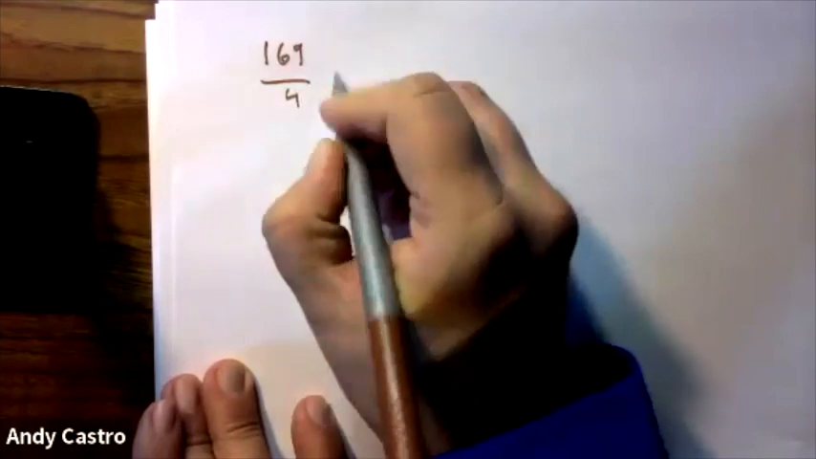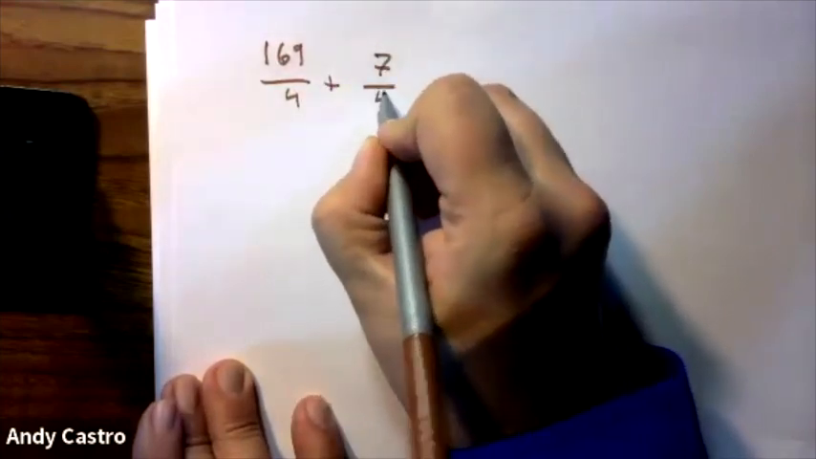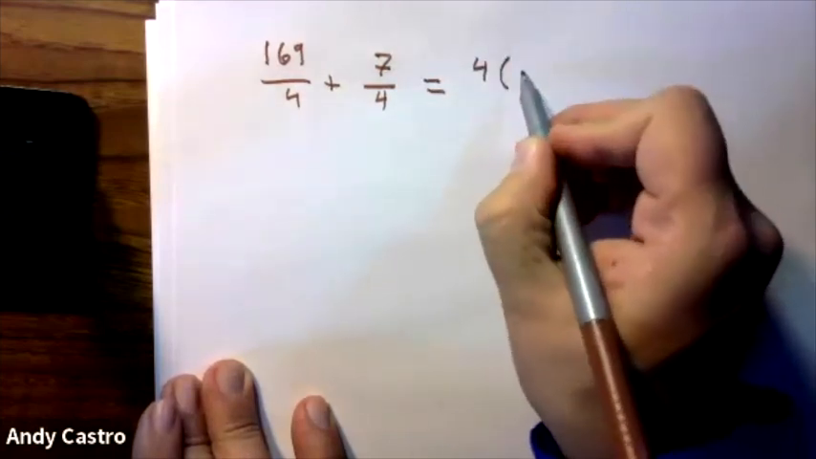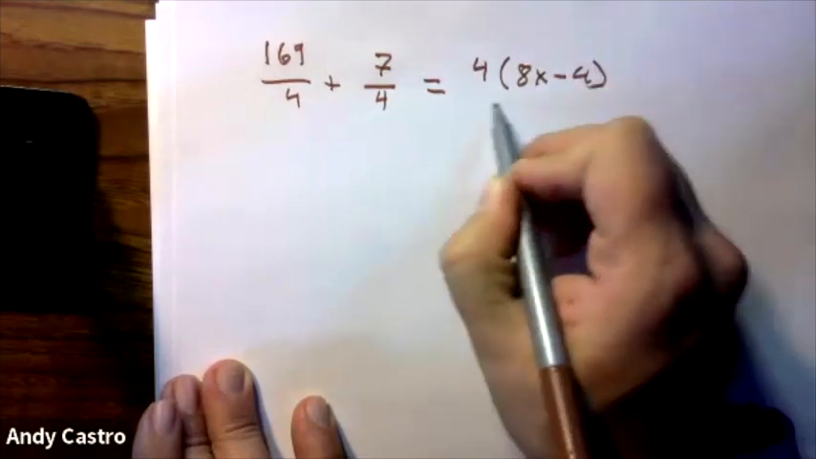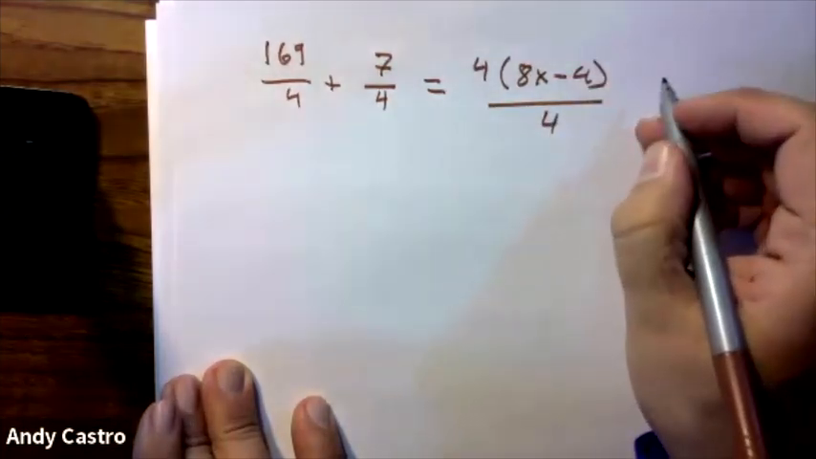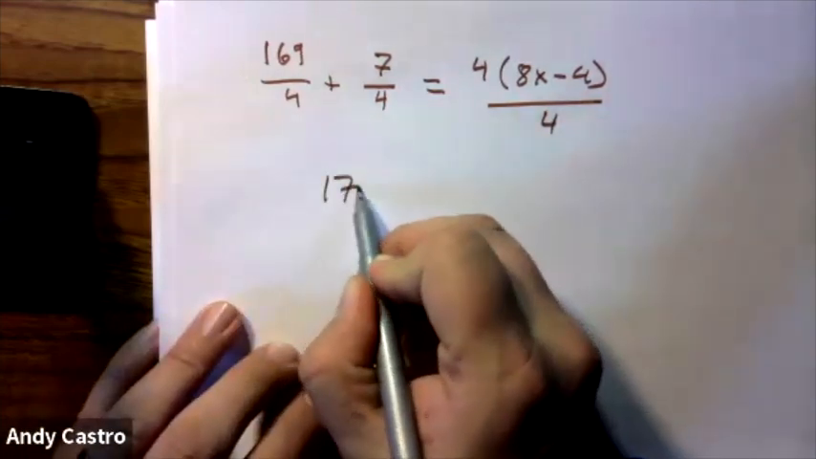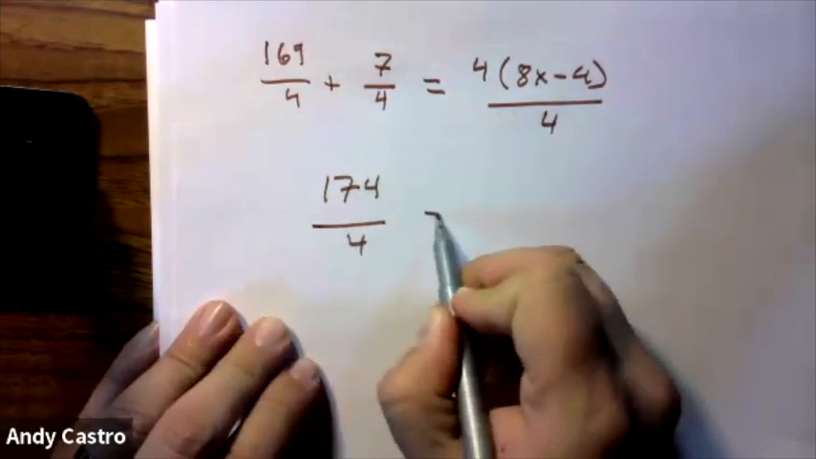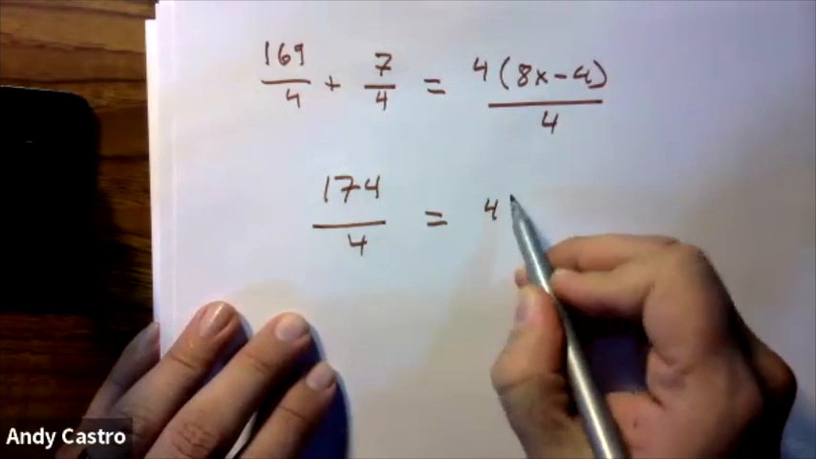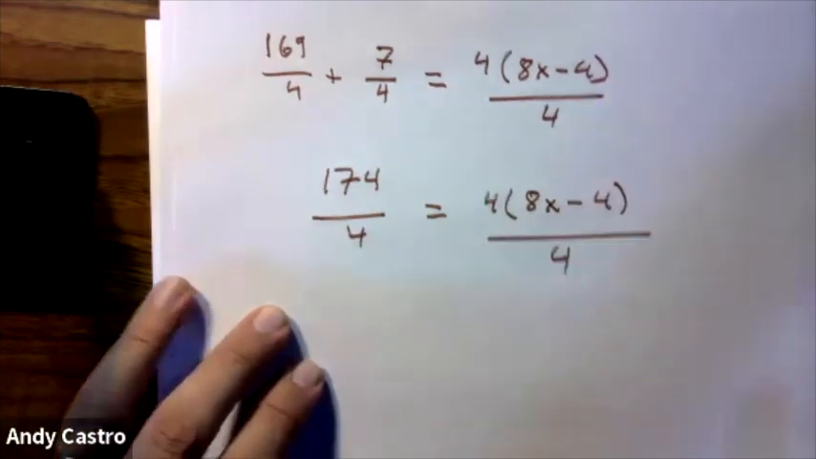169 over 4 plus 7 over 4 is equal to 4 times 8x minus 4 over 4. And we already, the 7 over negative 4 got added over here. Okay, so this is now 174 over 4, which is equal to 4 times 8x minus 4 over 4.